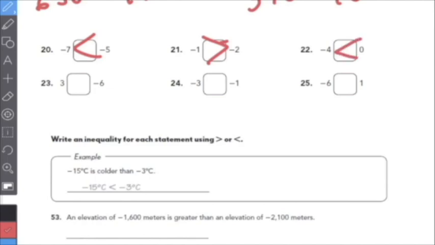Then we have 3 and -6. Whenever you have a negative and a positive, the positive is going to be bigger. So we have -3, -1. -1 is bigger because that's closer to 0. Then we have -6 and 1. 1 is a positive, so 1 is going to be bigger.